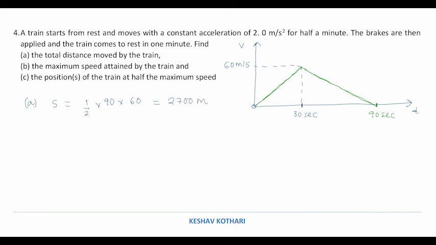The maximum speed attained by the train is already mentioned in the graph, that is 60 meter per second. So for this particular question, velocity equals 60 meter per second is the maximum speed attained, V maximum. The position of the train at half the maximum speed. So for determining this position at half the maximum speed, 30 meter per second, I can simply draw a dotted line like this at 30 meter per second.